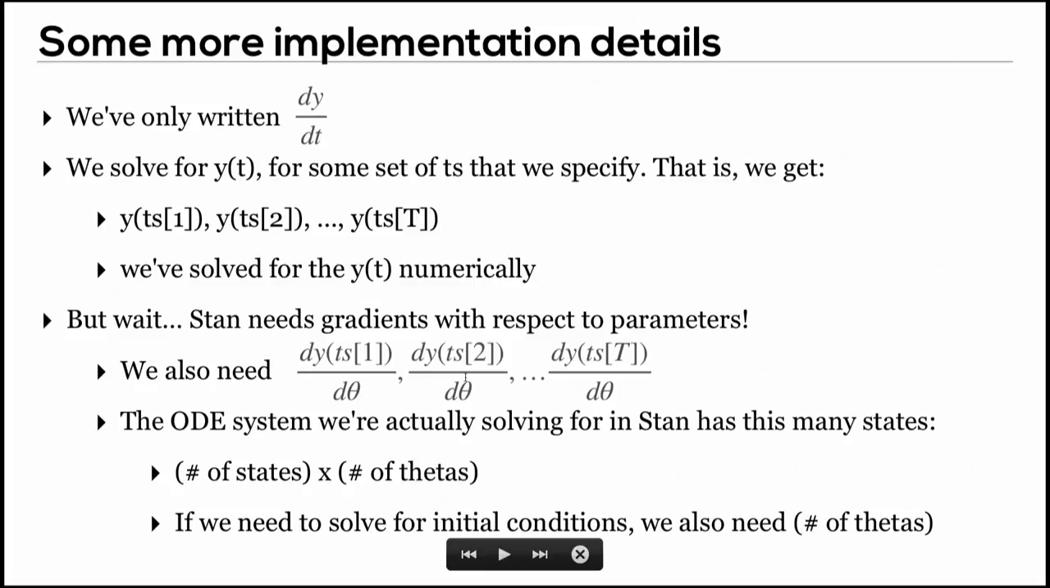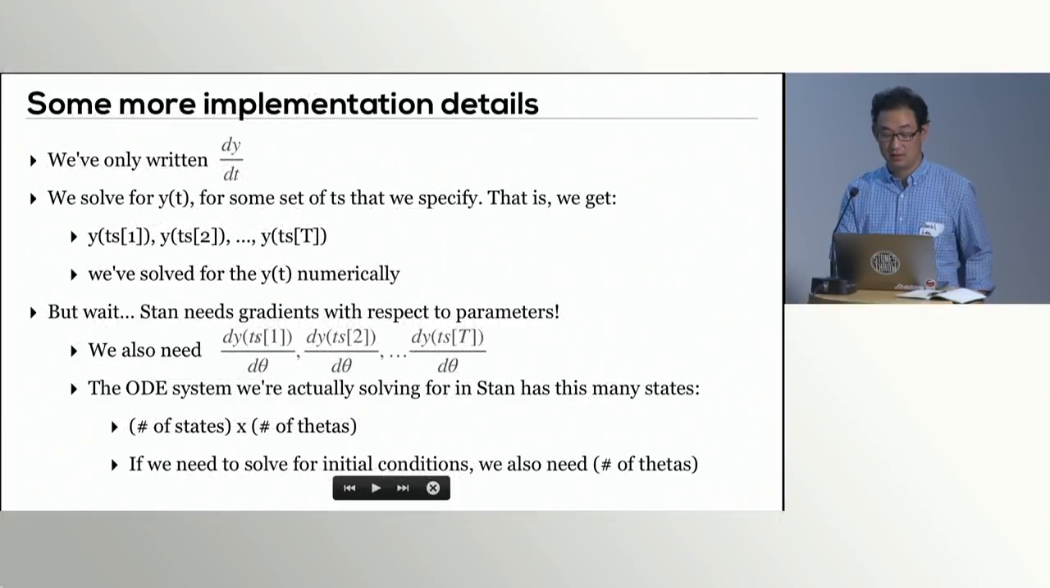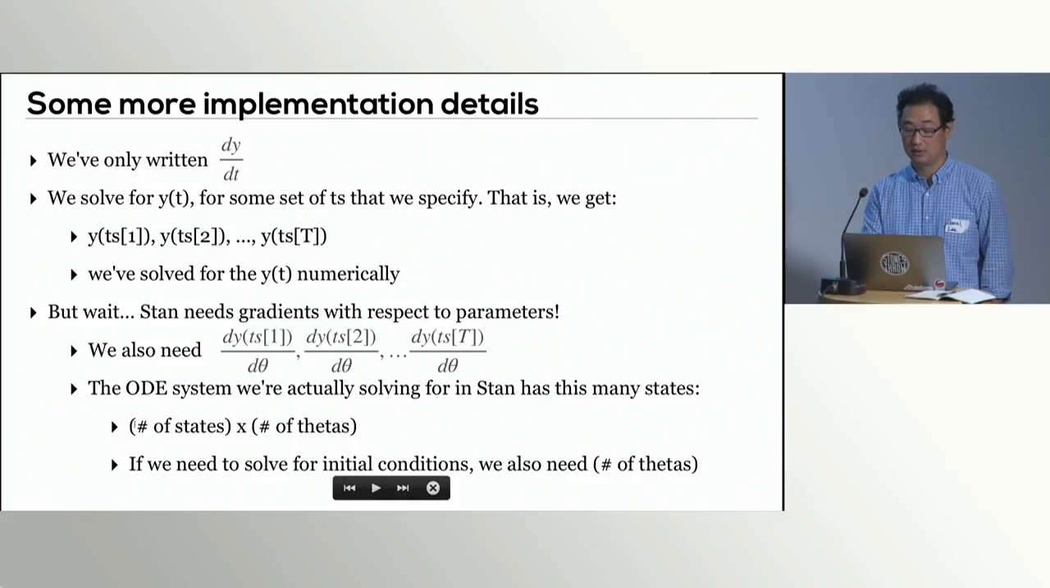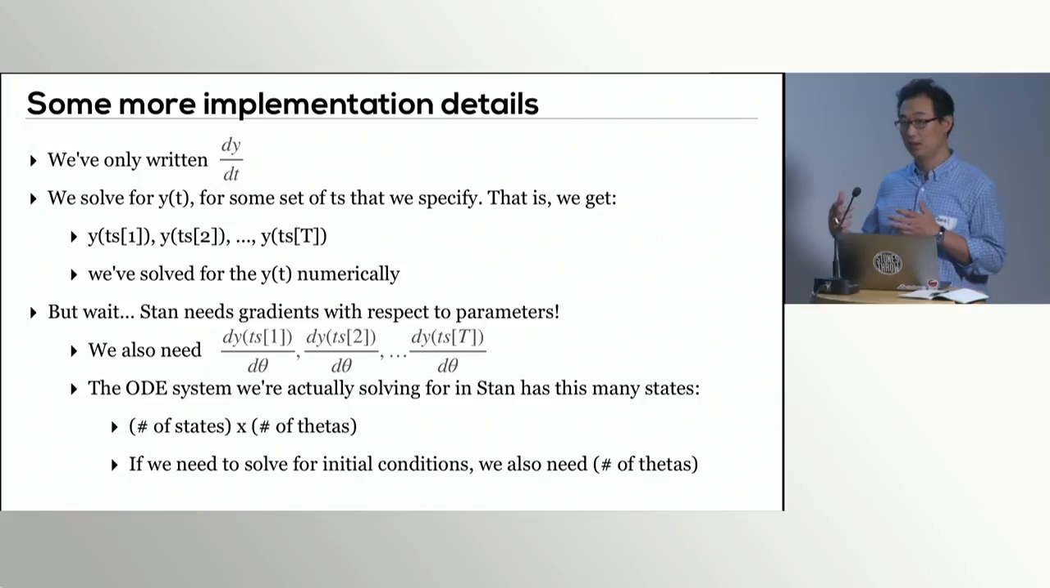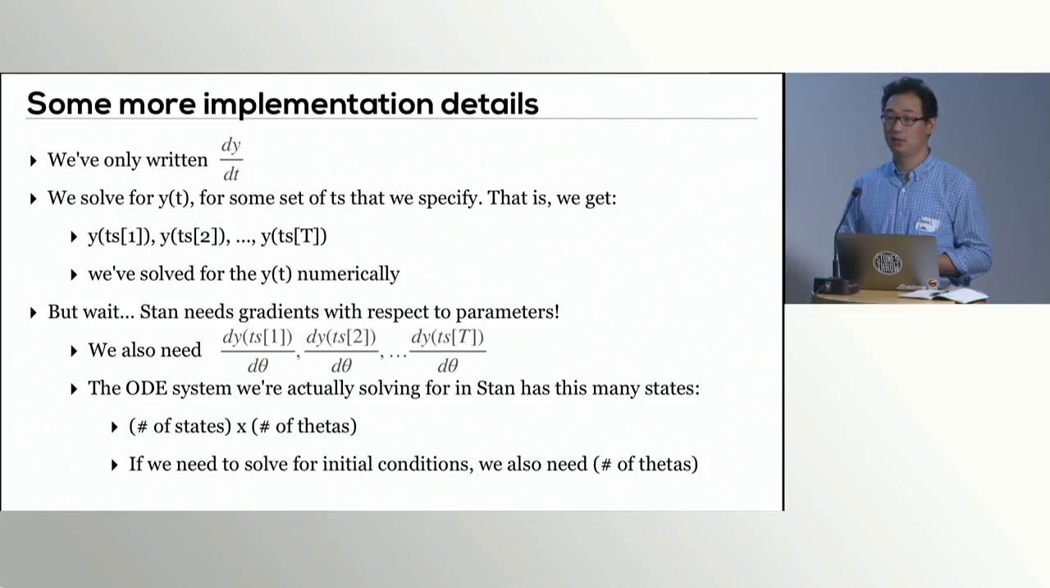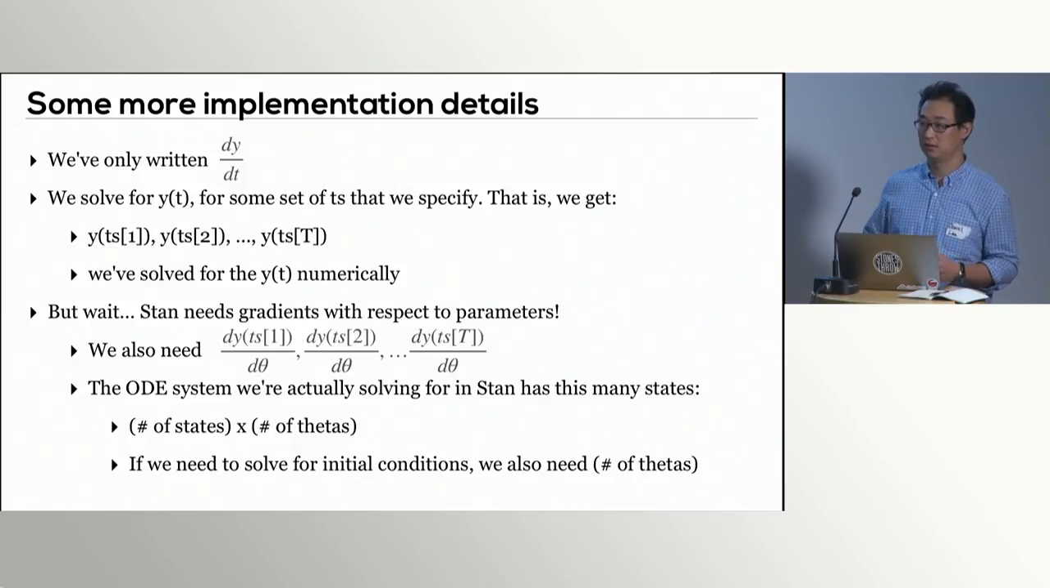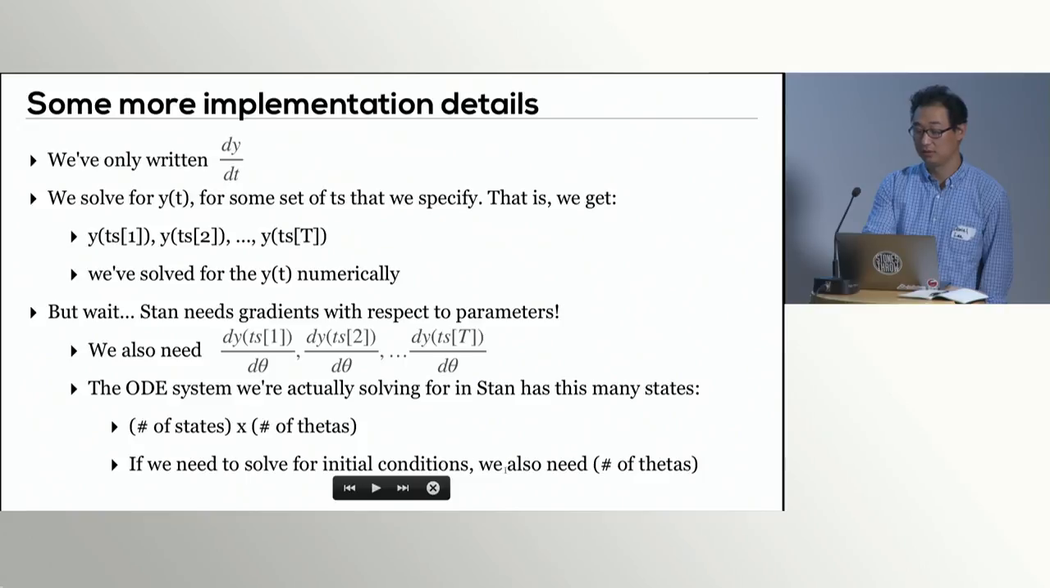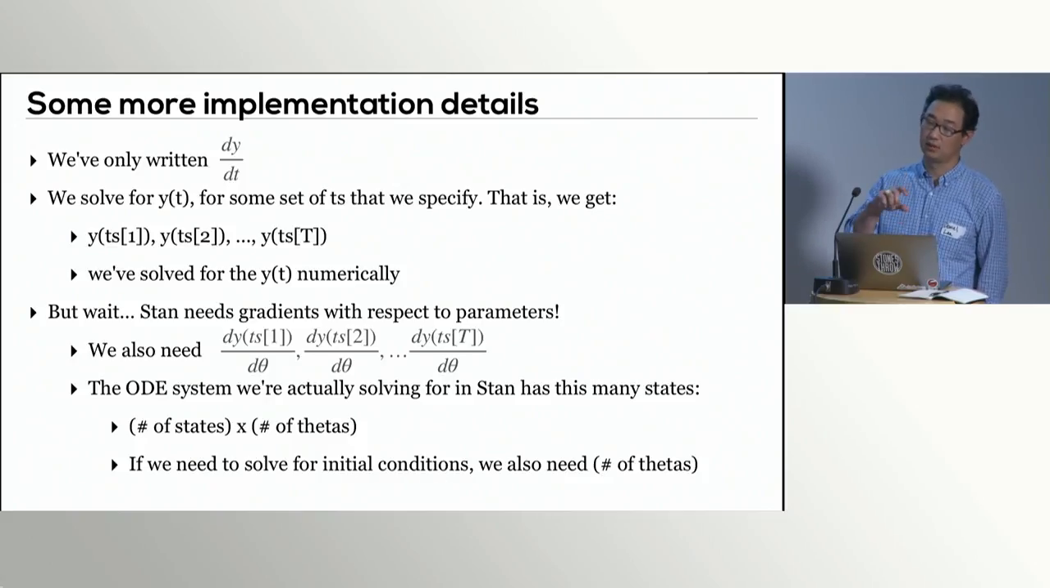But in Stan, what we actually need is not only those states, but we need the gradients with respect to the parameters of the model. That means we also need dy of that time point d theta for all the theta that it involves, right? So the ODE system that we're actually solving in Stan has many, many more states. It's the number of states in the ODE system times the number of parameters in the theta block. If we also need to solve for the initial conditions, we also need to account for a number of thetas. So add another, we need the dy0 d theta for everything. Any questions?